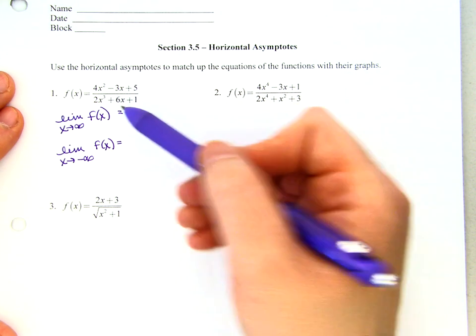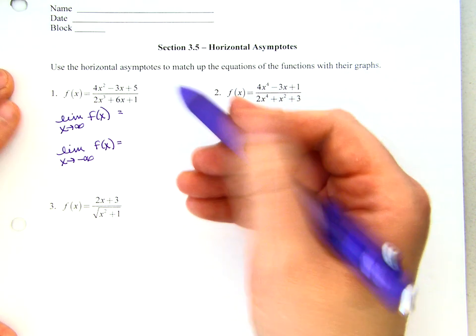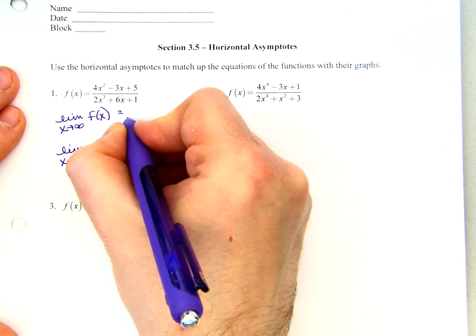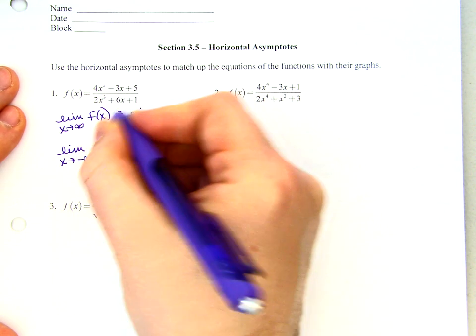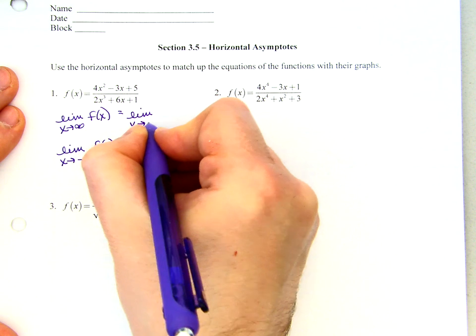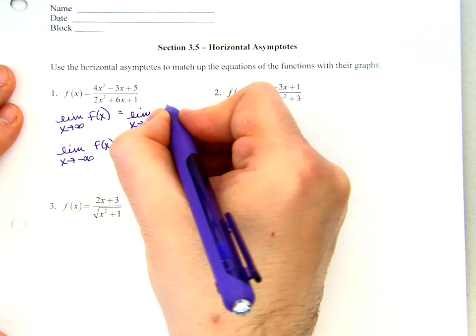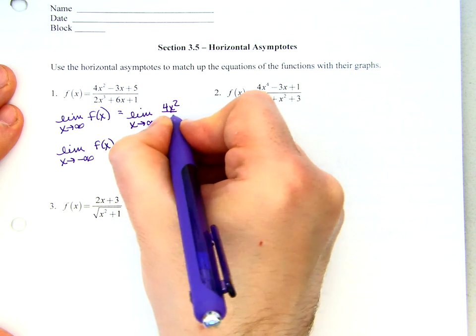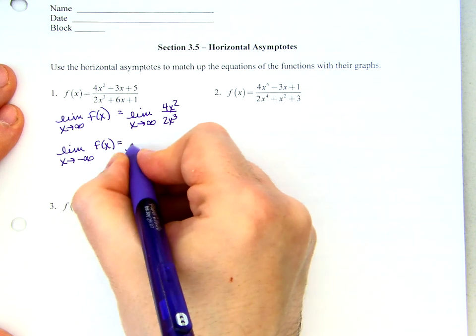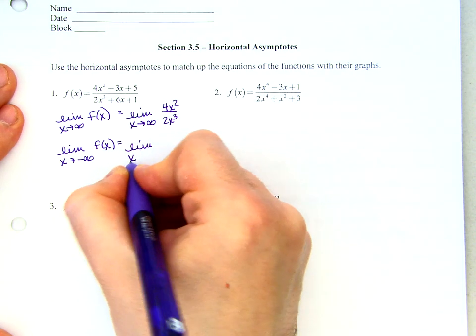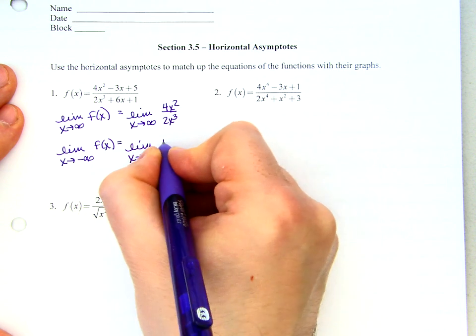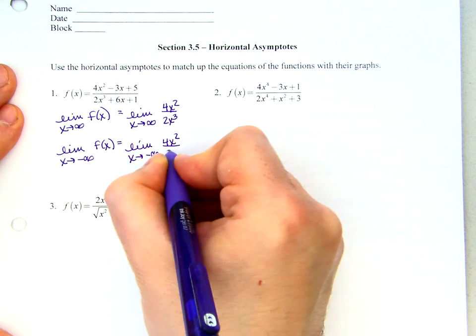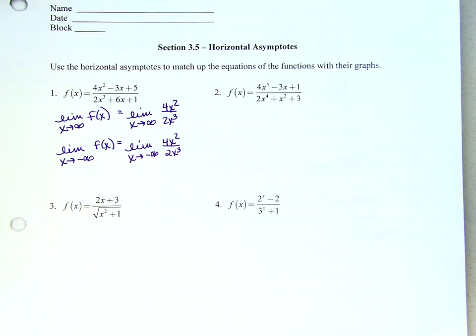Because this is just a rational function, top and bottom are polynomials, I'm going to look at the limit of the ratio of the leading terms. This is the limit as x approaches infinity of 4x squared over 2x cubed. The other one is going to be the limit as x approaches negative infinity of 4x squared over 2x cubed. Figure out both of those limits and submit your answer to Edpuzzle.